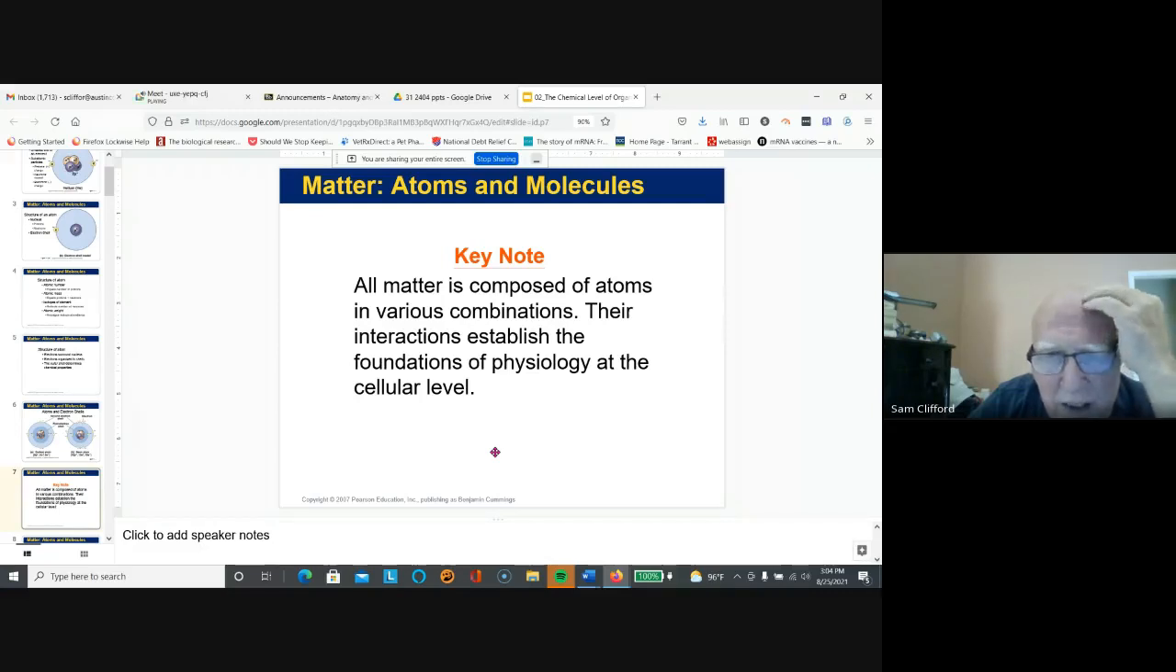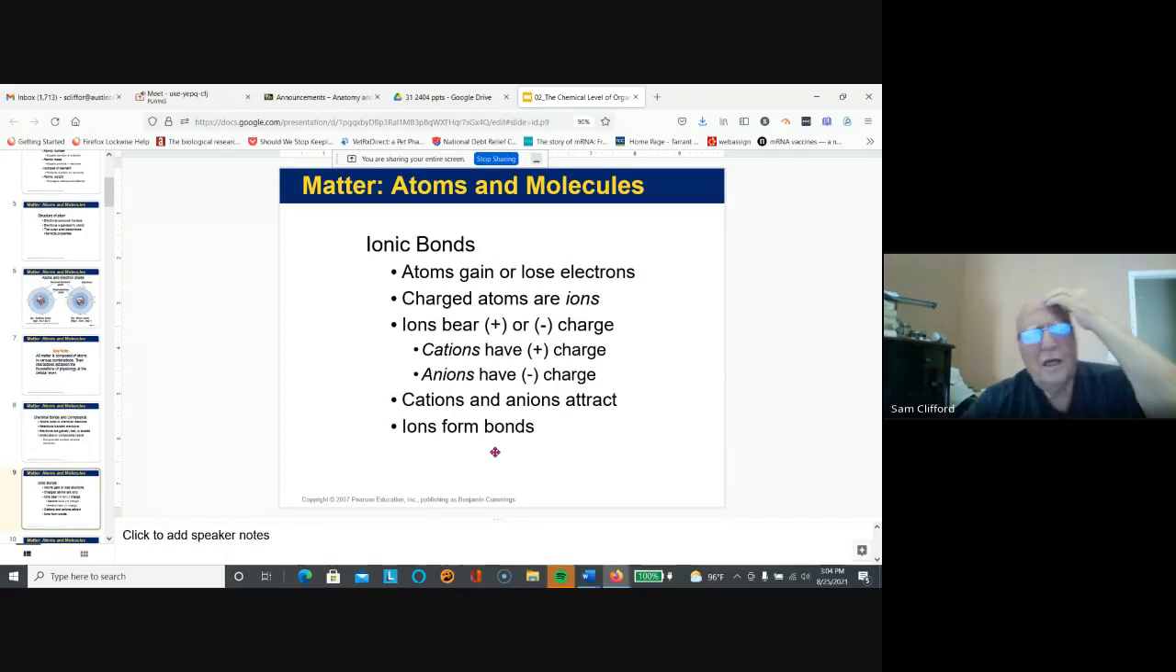Okay, so we're made out of chemicals, and the foundation for physiology is how the chemicals in our body interact. So one type of chemical bond is an ionic bond. Atoms lose or gain electrons. So when an atom loses an electron, it becomes positive. When it gains an electron, it becomes negative. Cations have positive charge, anions have negative charge. And ions form bonds by the positive being attracted to the negative.